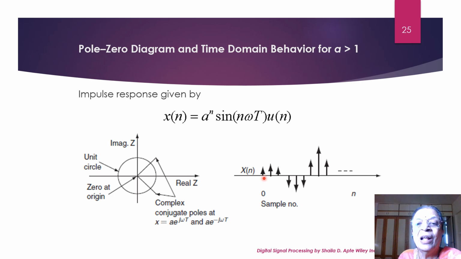Now in this case, what will happen? The response will be again a sine wave with increasing amplitude. So the corresponding peak for this sine wave will have higher and higher amplitude because the value of a is greater than 1. So the system becomes divergent. Even though the response is sinusoidal, it goes to infinity. It is divergent.